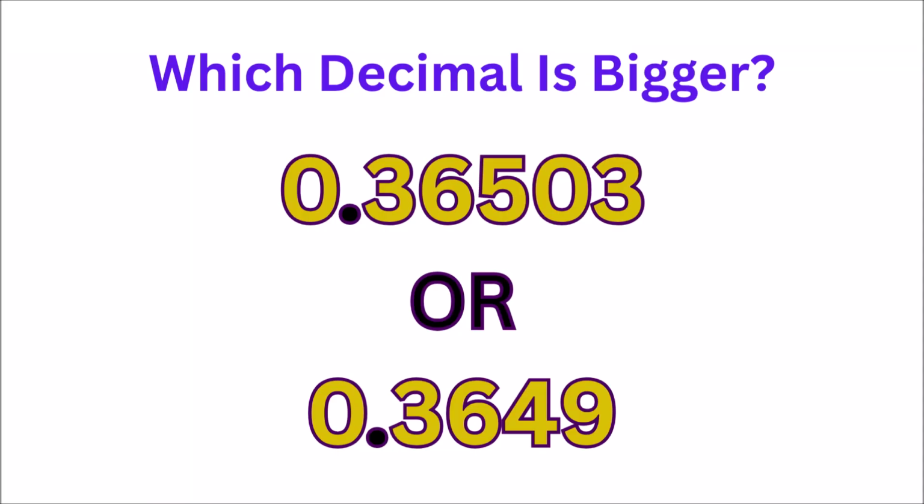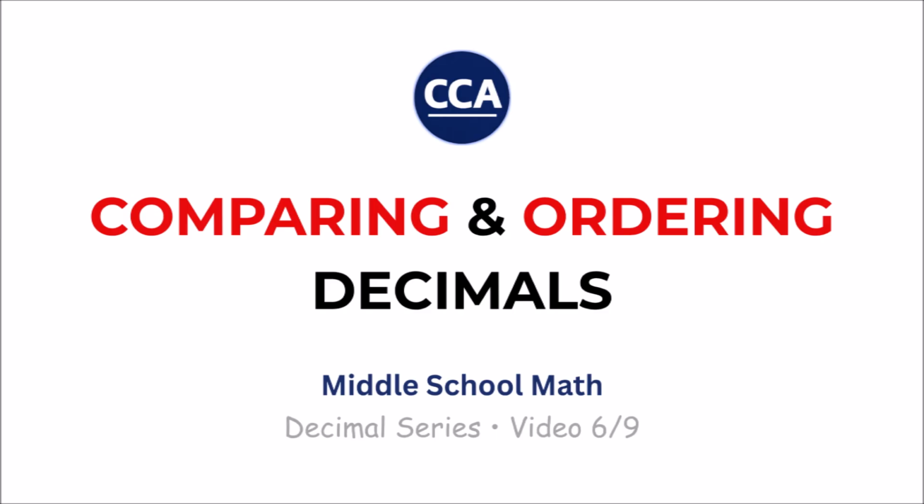Which decimal is bigger? 0.36503 or 0.3649? At first glance, these numbers look almost identical. And this is exactly where many students get confused. But in this video, you will learn the simple trick that makes comparing and ordering decimals incredibly easy. And by the end of this video, decimal comparison will feel simple and logical.